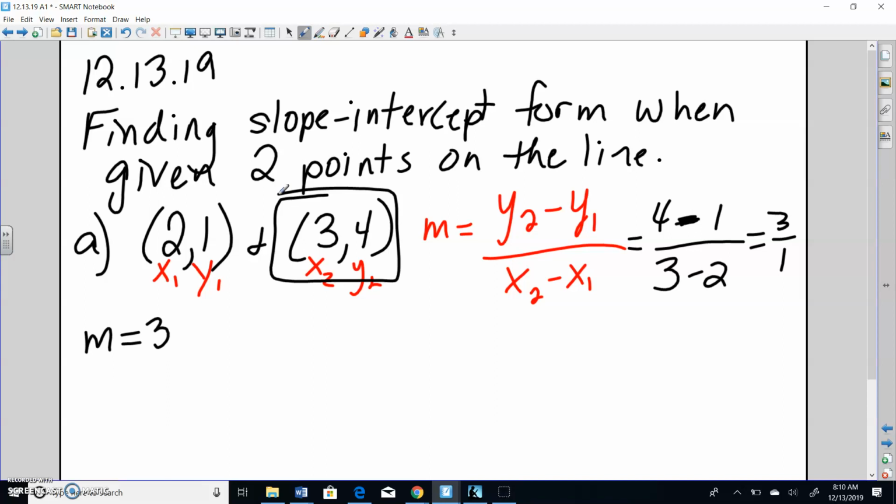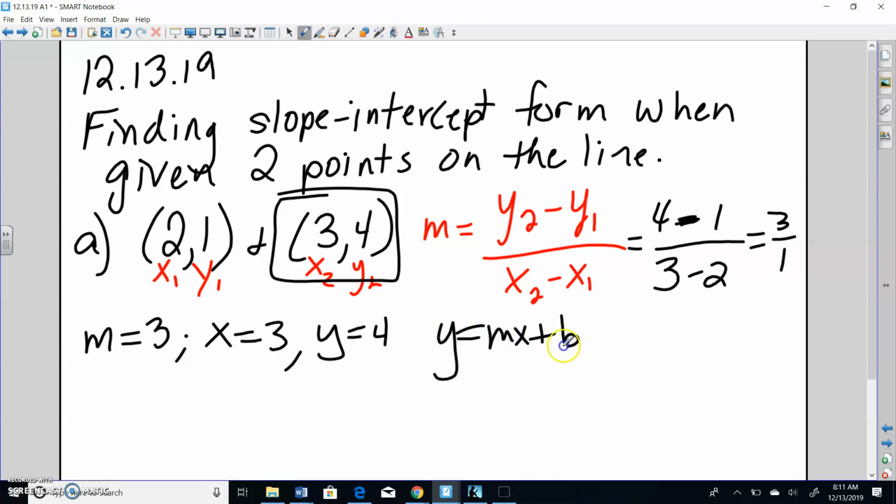Okay. So we have our slope. We're identifying x as 3 and y as 4. And then remember, we're going to plug it into this formula, y equals mx plus b, to find b, and then rewrite our equation.